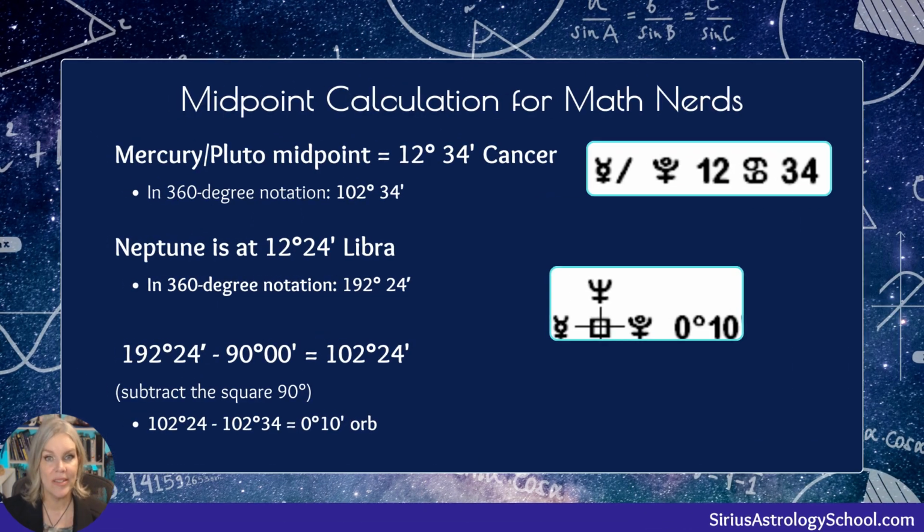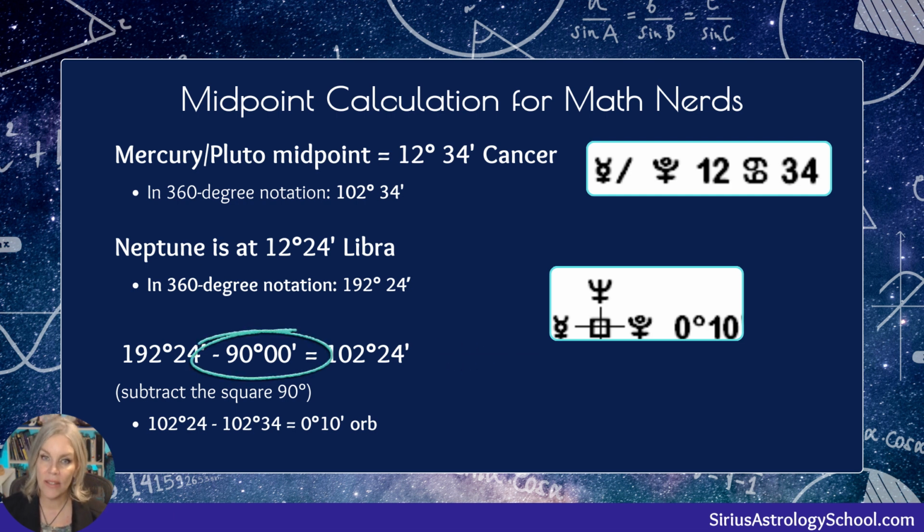This is the math part. This is the math part for math nerds. If you're not a math nerd, just stick with me here. We see that the midpoint of Mercury and Pluto is 12 degrees and 34 minutes of Cancer, right? We talked about that. In 360 notation, it's 102 degrees and 34 minutes. And if we look over here, we know that our focal point, the planet on the top, is at 192 degrees and 24 minutes.